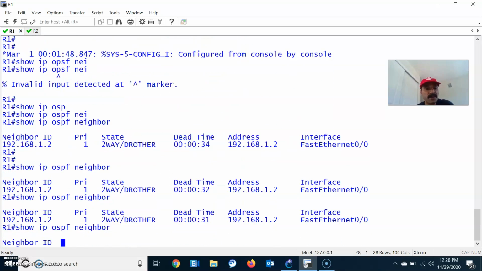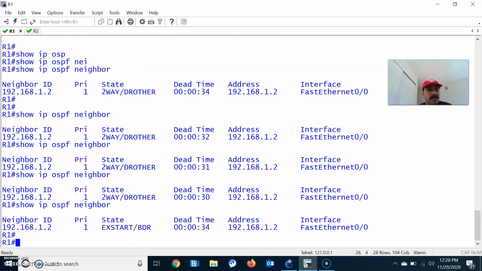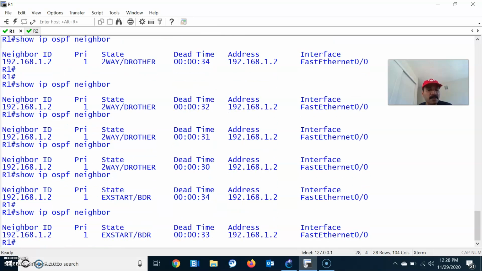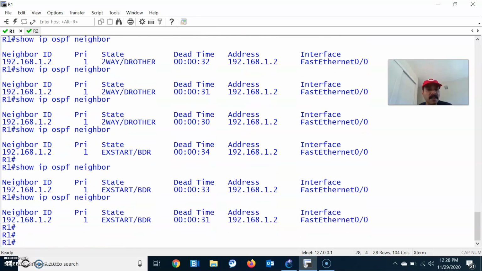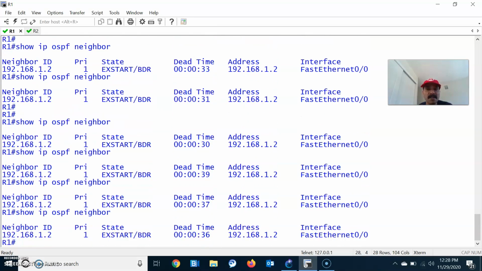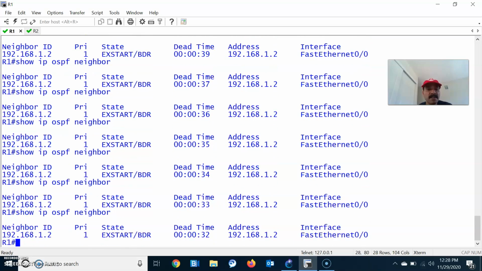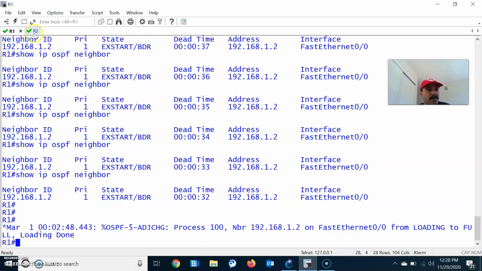These are the neighbor state you have to remember always. First it will be down, it will go to init, then it will go to the two-way state, right? So once two-way state neighbor is established, the ExStart state is a process selecting DR and the BDR neighbor relationship. So once the DR and BDR is selected, it will go to the exchange state where it will exchange the databases, right? What are the database it have, it will exchange. Then it will go to loading and the full state. So that is the neighbor state of OSPF.